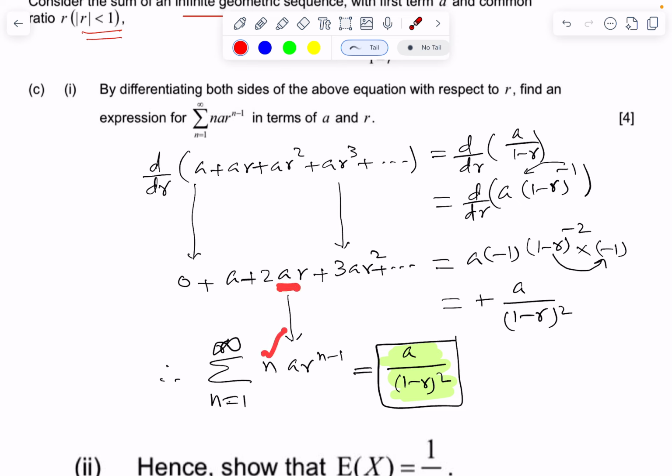Then a is already there, a constant everywhere, and r will have 1 power less. See, here it was 1 power, so no power. Here it was 2 powers, so 1 power. Here 3 powers, so 2 powers. So therefore it is 1 less than n. Here you can also compare: the multiple is 3, the power is 2. Multiple is 2, power is 1. So with respect to n, the power is 1 less than n. That is why it is written like that, n a r raised to n minus 1.